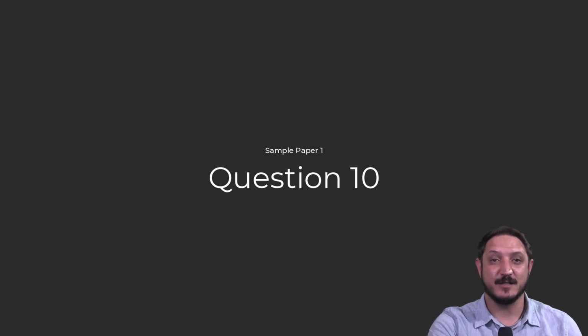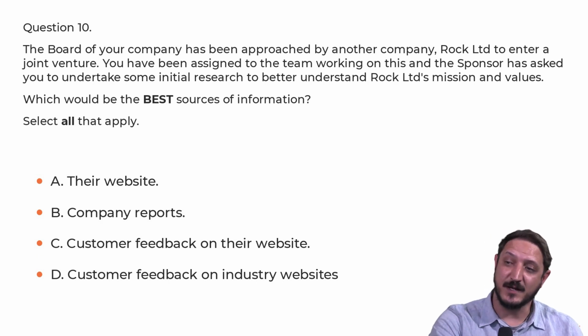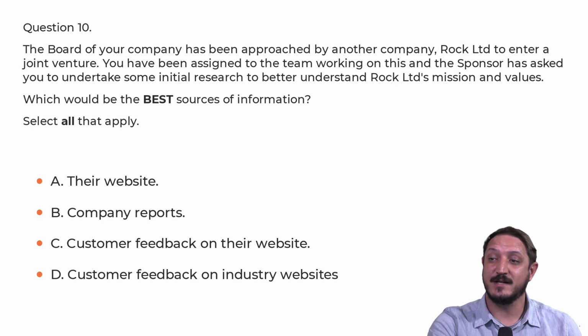Now we have reached question 10 of our sample paper walkthrough. So first of all, let's read through it and see what we can find. It says the board of your company has been approached by another company, Rock Limited, to enter a joint venture. You have been assigned to the team working on this, and the sponsor has asked you to undertake some initial research to better understand Rock Limited's mission and values. What would be the best sources of this information?